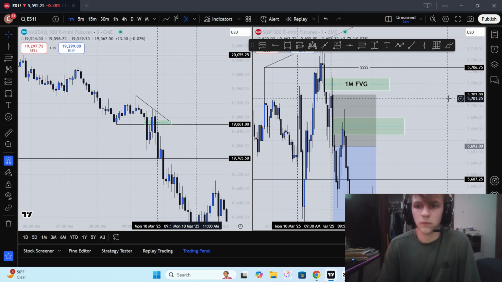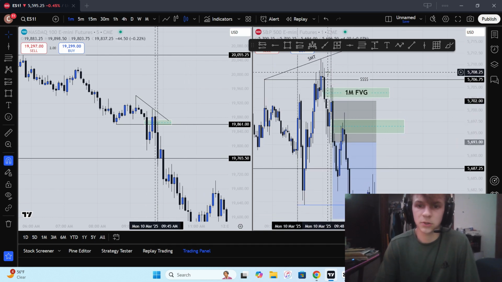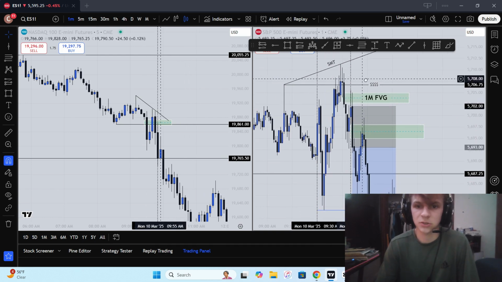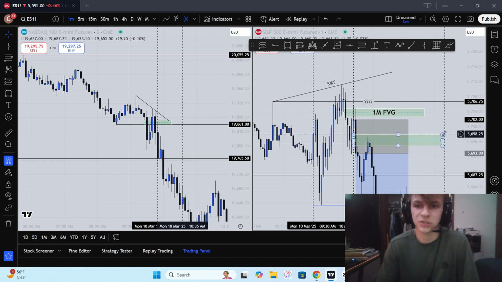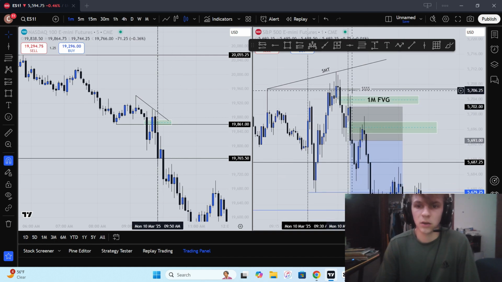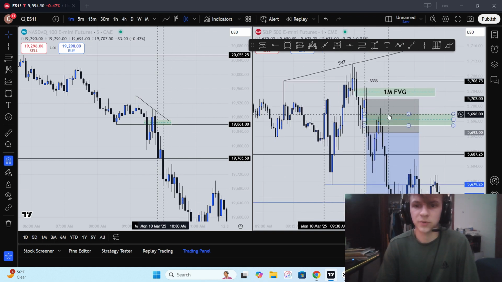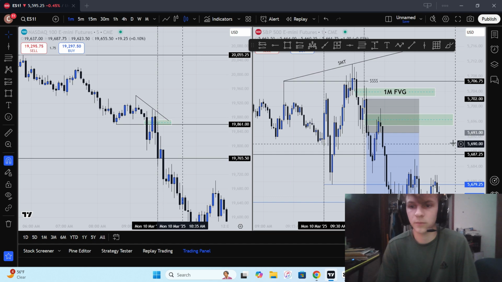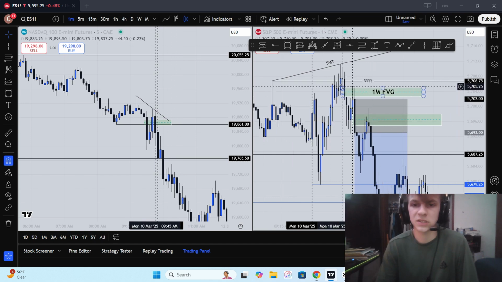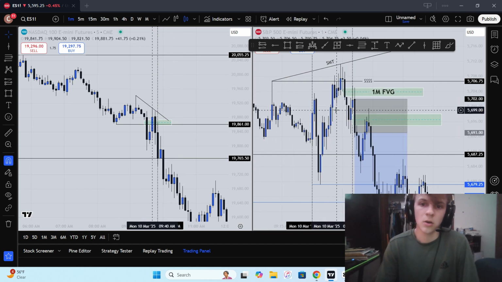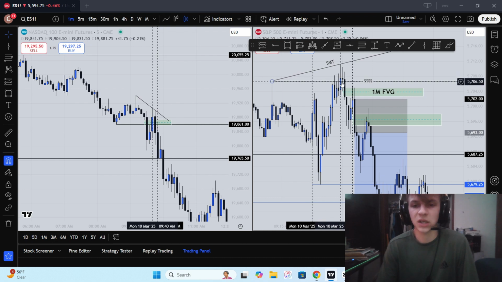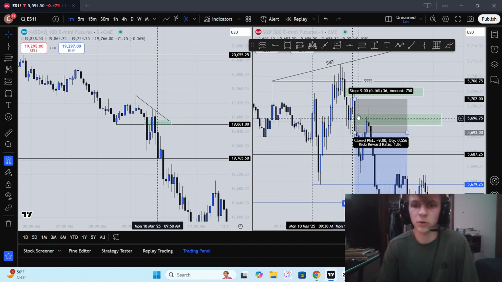So from there, we had that big push, which I took this trade right at macro open, which was at 9:50. I entered about 9:51 once we got this bearish confirmation out of this 1 minute fair value gap. When I'm entering a trade, I want to see both the 5-minute most times to be bearish as well as the 1 minute.